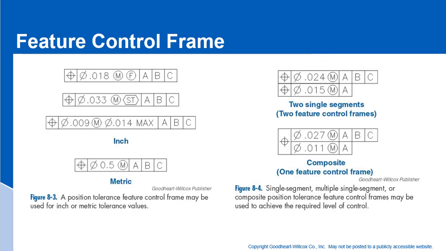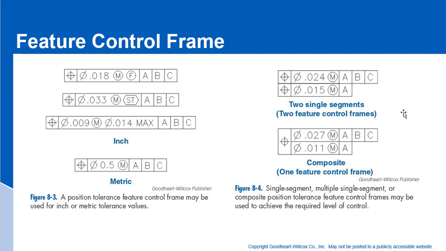Okay, so what does a feature control frame look like for a position tolerance? Here are some examples. We have the symbol, the geometric characteristic for position. This one has a diametrical tolerance zone shape. The tolerance is 18 thousandths, and it has the M and the F modifiers, and it has the 3 datum references. This one talks about a statistical tolerance analysis, kind of beyond the scope of this book. And here are some other examples, and this would be a metric example.